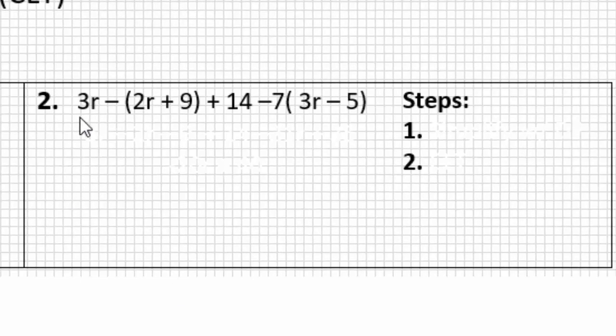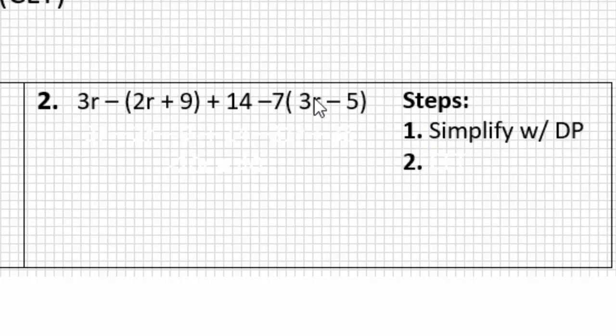So for our second expression to simplify, we have the expression 3r minus the quantity 2r plus 9 plus 14 subtract 7 times the quantity 3r minus 5. Alright, so definitely more complex. We have two sets of parentheses and a few more terms here that are outside of those parentheses, but the steps are the same. So what's our first step?